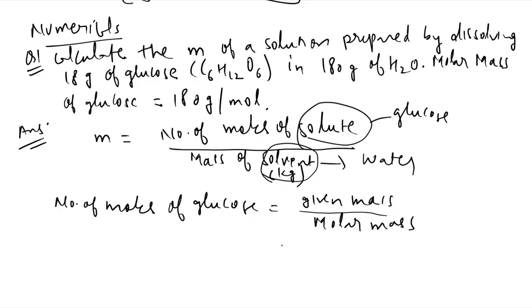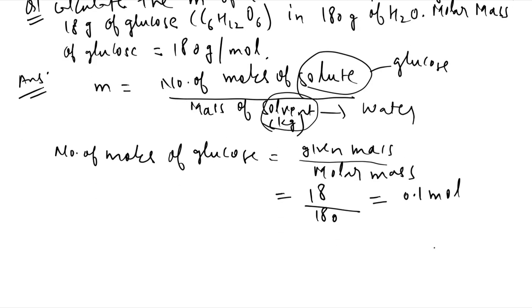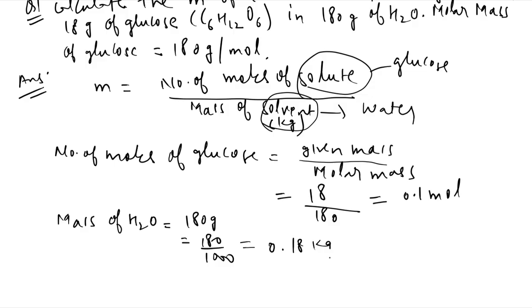So given mass is 18 gram and the molar mass is 180 grams per mole. So this is 0.1 mole. Okay, and mass of the solvent is already been given, it is 180 grams. So we have to convert into kg. Mass of water is 180 grams, which is nothing but 180 divided by 1000, that is 0.18 kg.